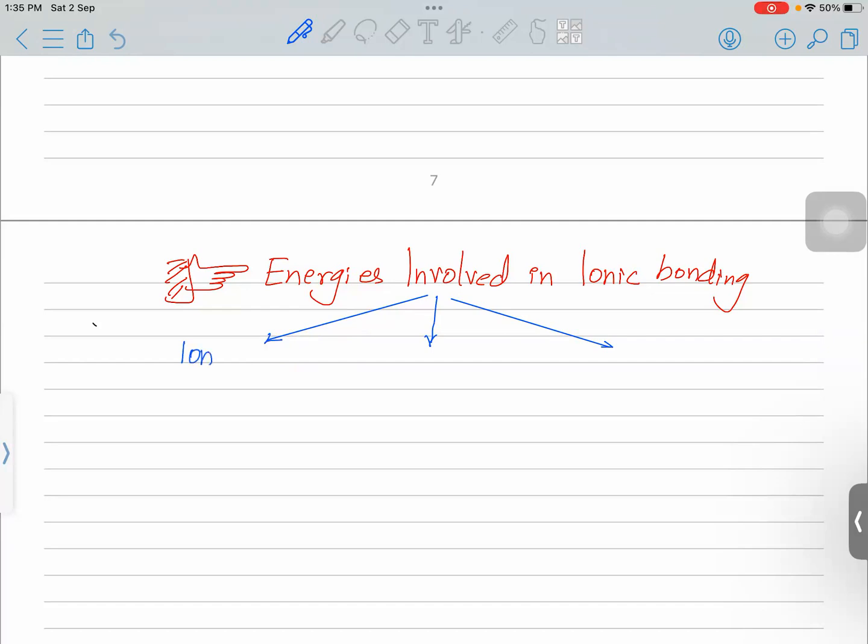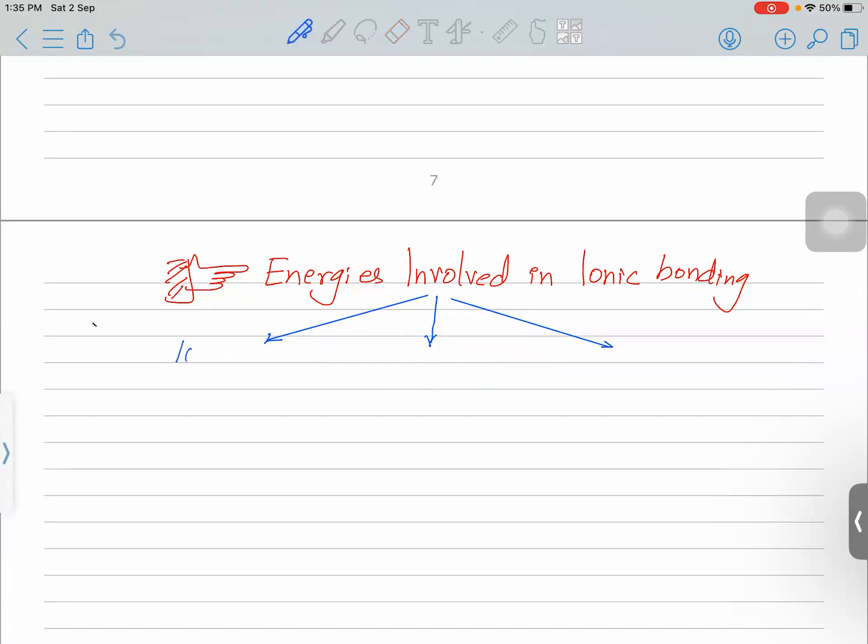Number one, ionic bonding. Number two, covalent bonding. Are you listening to my voice or not? Yes, sir. No, sir. So please be attentive.